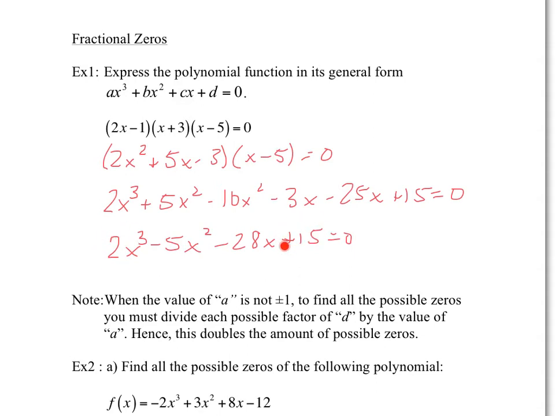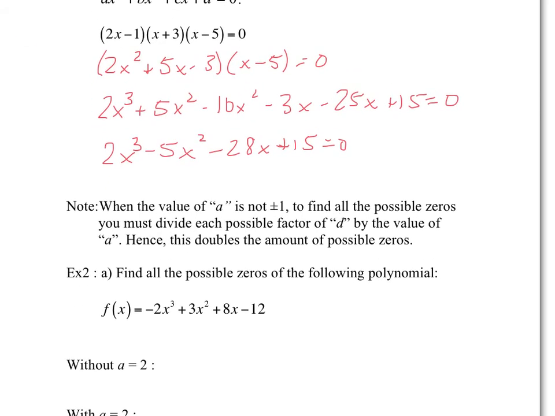Okay, so normally we would find all the possible factors of 15. So it would be plus or minus 1, plus or minus 3, plus or minus 5, and plus or minus 15. Okay, but notice that those aren't the three factors. The 5 and the 3 are there, but this would be x equals 1/2, right? If we were to find the zeros here. So when the value of a is not plus or minus 1, to find all the possible zeros, you must divide d, so in our case d, by the value of a. So you would have plus or minus 1, plus or minus 3, plus or minus 5, plus or minus 15. You would also take all those factors and divide them by 2 to double the amount of zeros.